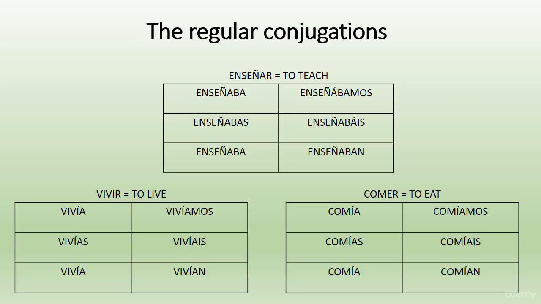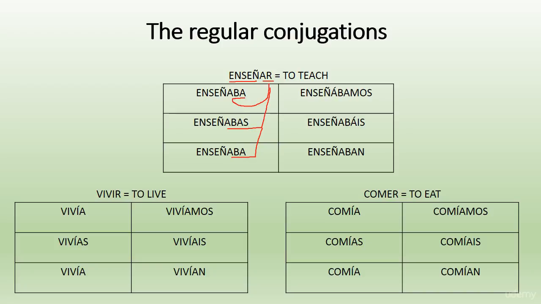So here we have the regular conjugations and examples of how those conjugations play out in each of these verbs. So you can see enseñar with those AR conjugations. If we take enseñ as the root of the verb and AR as the interchangeable suffix, we can see how AR is then replaced by aba in the yo conjugation form, abas in the tú conjugation form, and aba in the él, ella, usted conjugation form, and so on with the other conjugations.